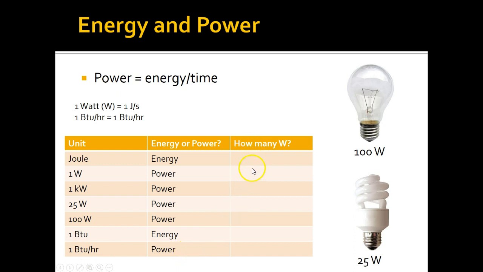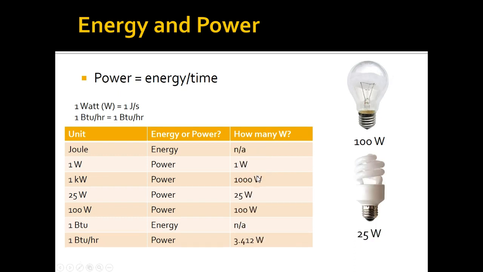So in this column, you'll think, how many watts is each of these? Some of these are pretty straightforward. So 1 watt is equal to 1 watt. Obviously, a kilowatt is 1,000 watts, right?